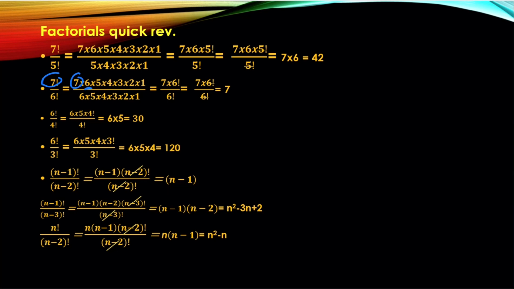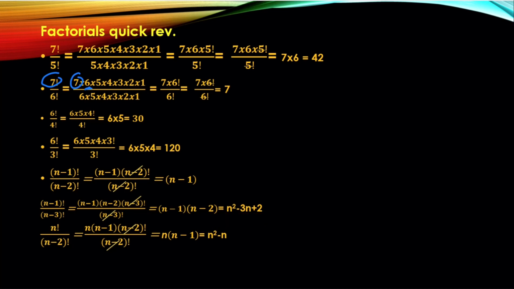Okay, let us take another example: n minus 1 factorial divided by n minus 3 factorial. So I have to keep expanding, reducing 1 every time, until I reach n minus 3. So n minus 1 times n minus 2 times n minus 3 factorial, divided by n minus 3 factorial, and this will cancel this. So we'll have n minus 1 times n minus 2. I can even expand it: n squared plus 2 minus 3n.